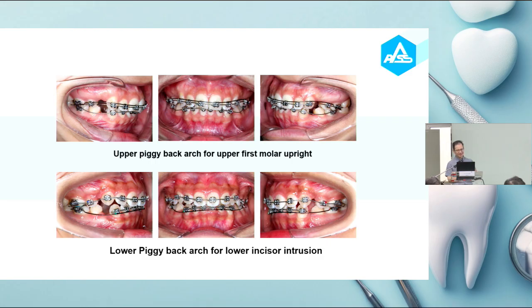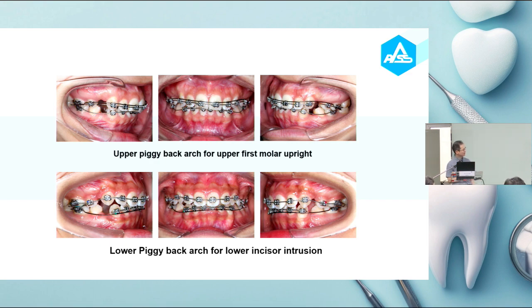In this case, piggyback arches were used. The piggyback arches were made of Australian wire used in both arches. The upper piggyback arch is used for upper first molar uprighting, and the lower piggyback arch was used to intrude the lower incisor. The piggyback arch was inserted into the main tube of the XBT tube.